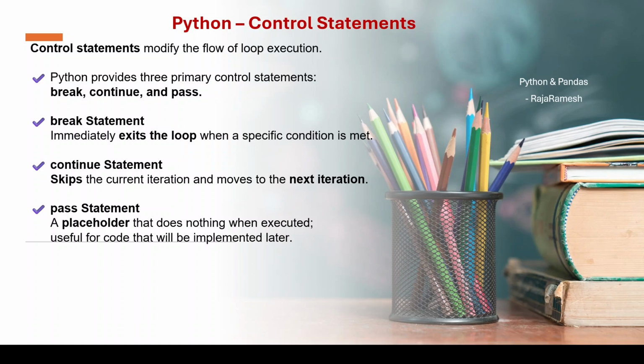So in Python, we have three control statements, and those control statements are actually used to modify the flow of the loop execution. So we have already seen the loop body will be executed based on the condition and the code block we have written. And we want to modify that flow in some cases. So in that case, we can depend on the control flow statements, and the control flow statements provided by Python are break, continue, and pass.